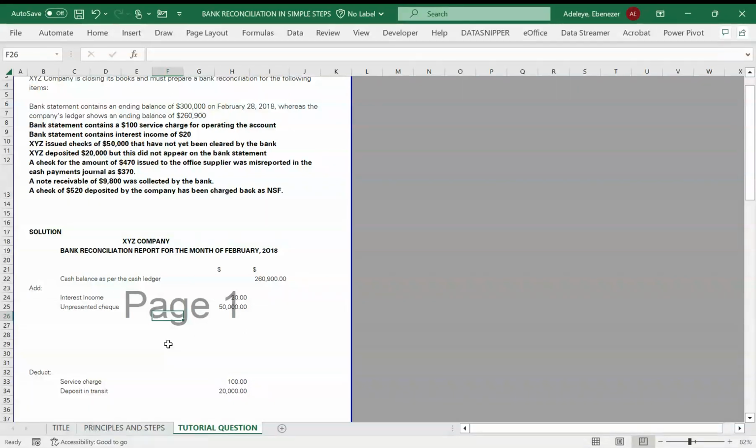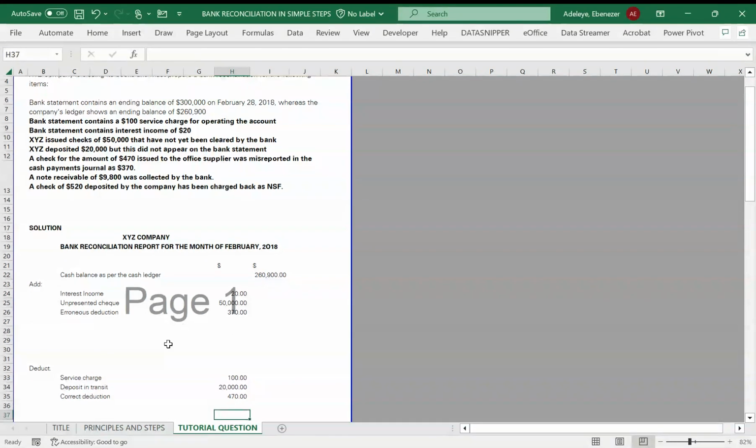So initially, a check for the amount of 470 was erroneously reported as 370, right? So it means that we have deducted 370 erroneously before. So what do we do? We add that back, the erroneous deduction. How much is that? 370. So we now deduct the appropriate amount, the correct deduction, which is how much? Just 470. Hope that is clear enough.